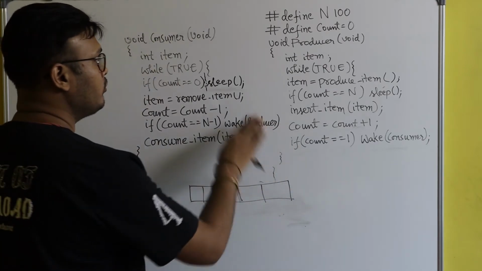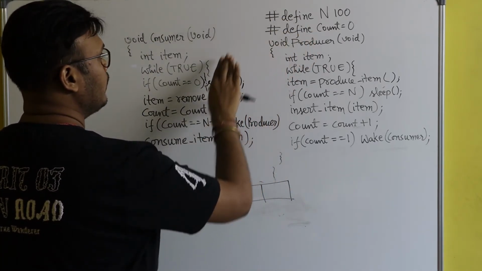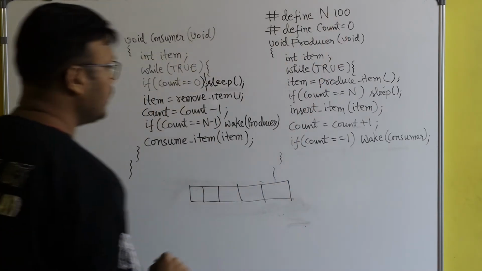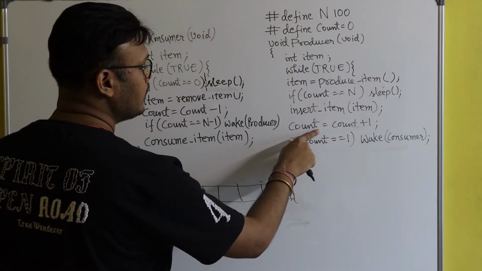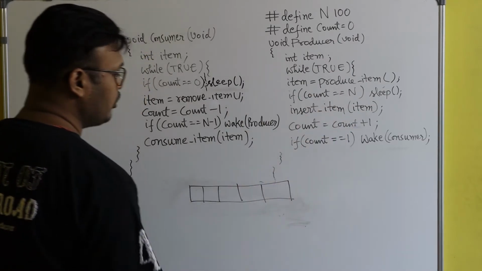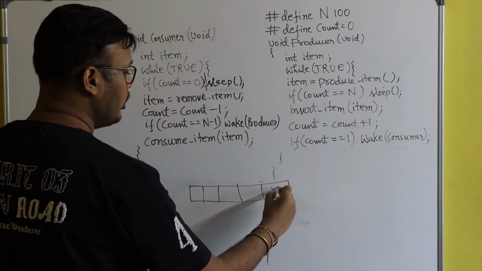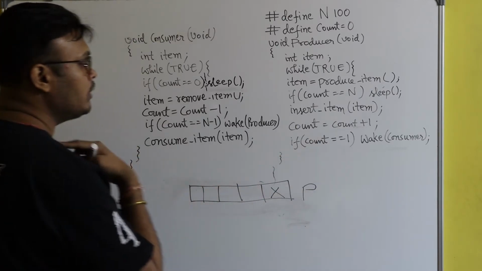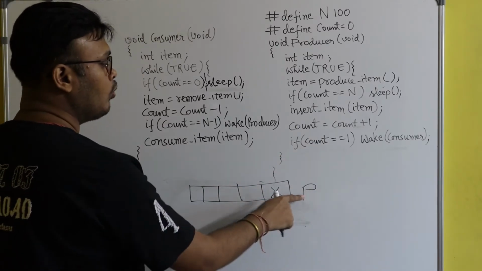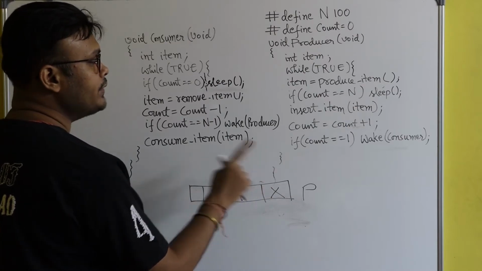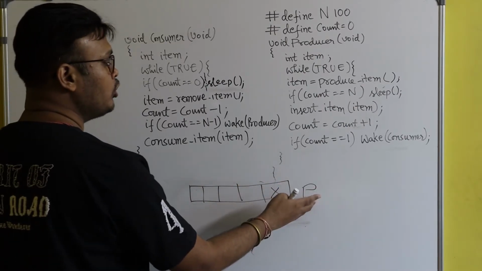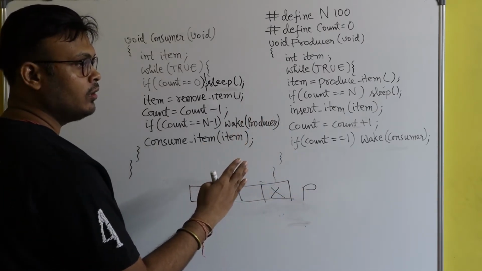Okay. Suppose when the context switching happened and the CPU is given to the producer, and suppose the producer executes count is equal to count plus 1. The producer has produced one item. Okay. Count is equal to count plus 1. So now the producer wants this item to be consumed by the consumer. Okay, so for this the producer must wake the consumer.